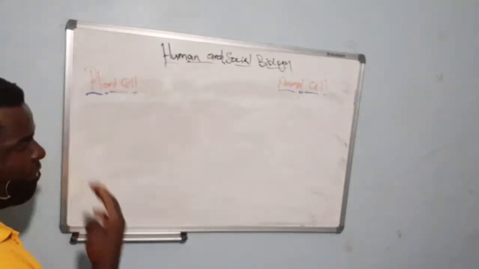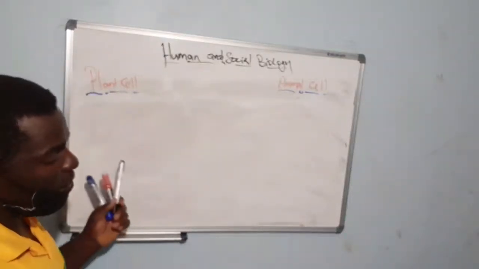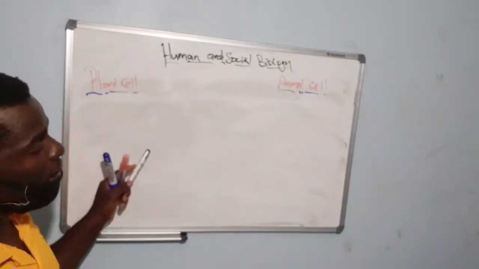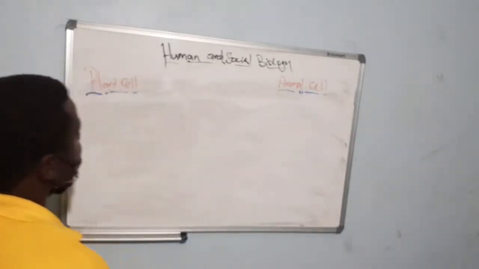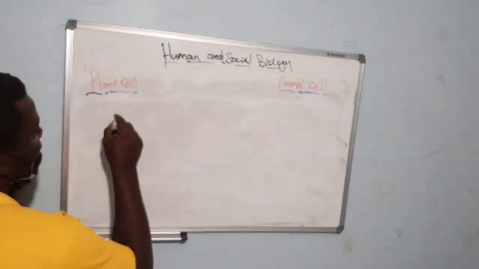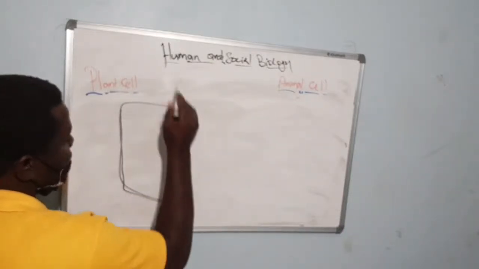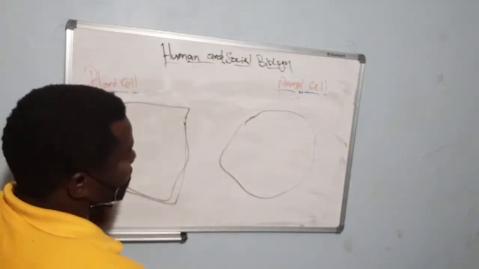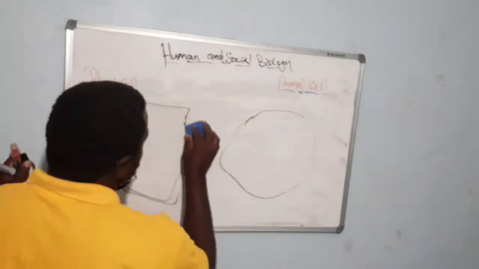So one of the major differences between the plant and the animal cell, which maybe in another video I'll compare, because it takes a lot of time to draw and label both plant and animal cells. Alright, so one, the plant cell has an actual true shape, a rectangular shape, and the animal cell has an oval shape, alright? It doesn't have a true shape.